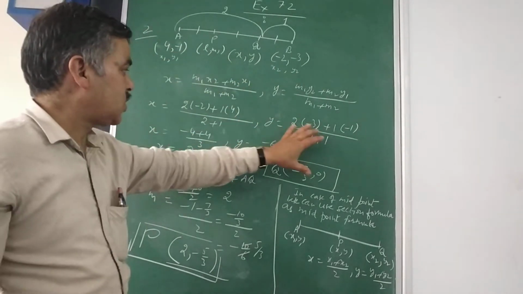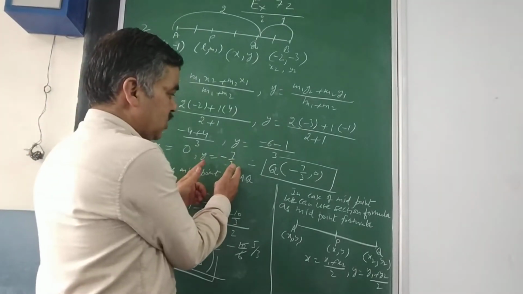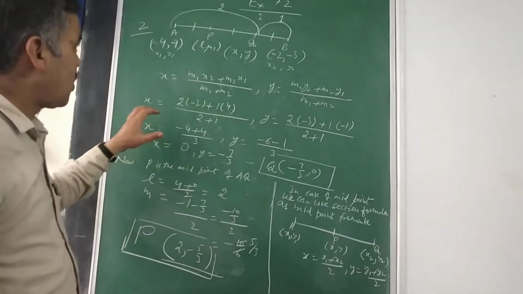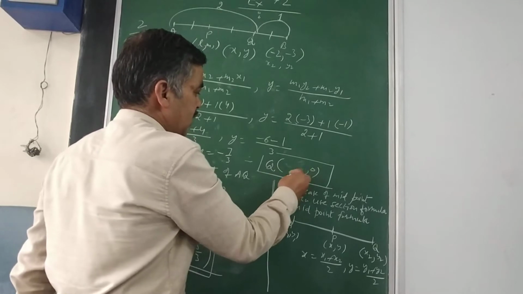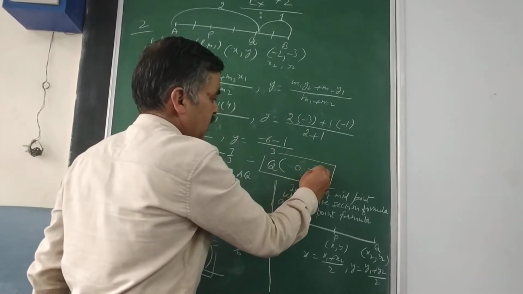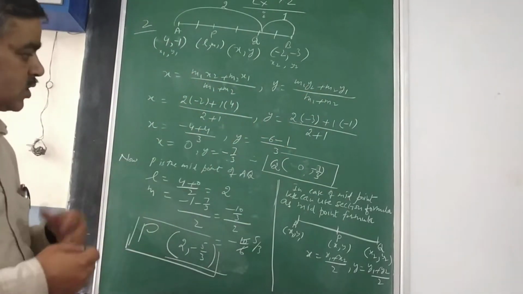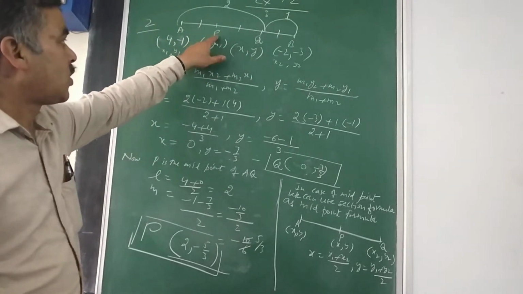Substitute these values here, and you will reach x is equal to 0 and y is equal to -7 upon 3. So the coordinates of Q will be (0, -7/3). The x coordinate is 0 and the y coordinate is -7 upon 3. So do this calculation by applying the section formula first. Now come back to get the coordinates of P.